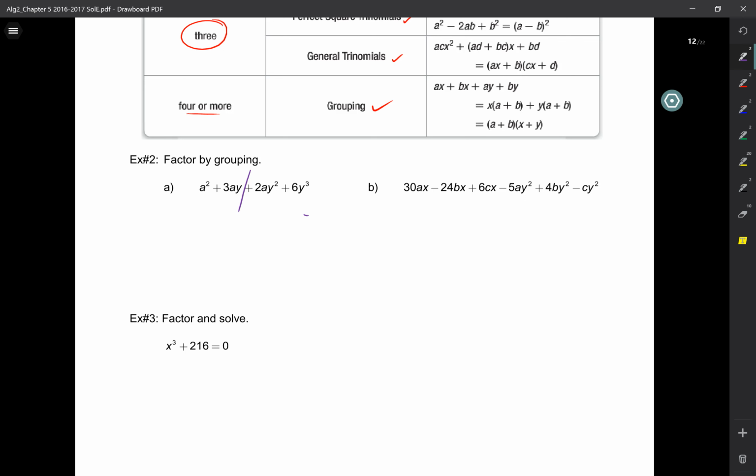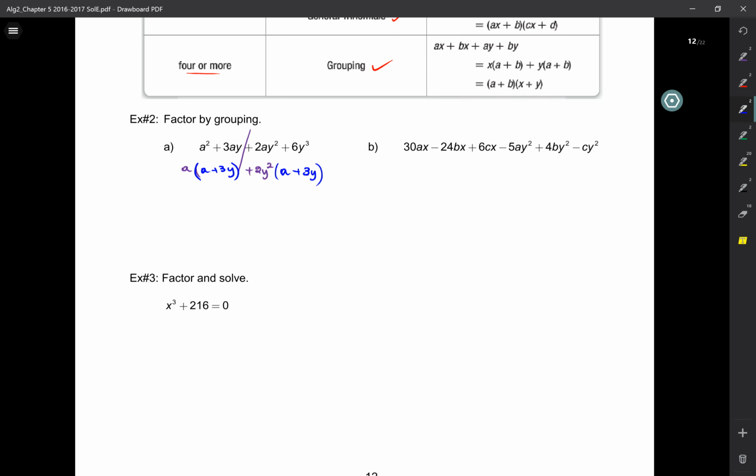What can I factor out of the left side? An A. And when I factor out an A, what do I have left? A plus 3y. Now I have a plus. And what can I factor out from the right side? A 2y squared. And when I factor out a 2y squared, what do I have left? A plus 3y. And look at those blue ones. They're the same, aren't they? That's what you want to do. You want to get terms that are identical when you factor.